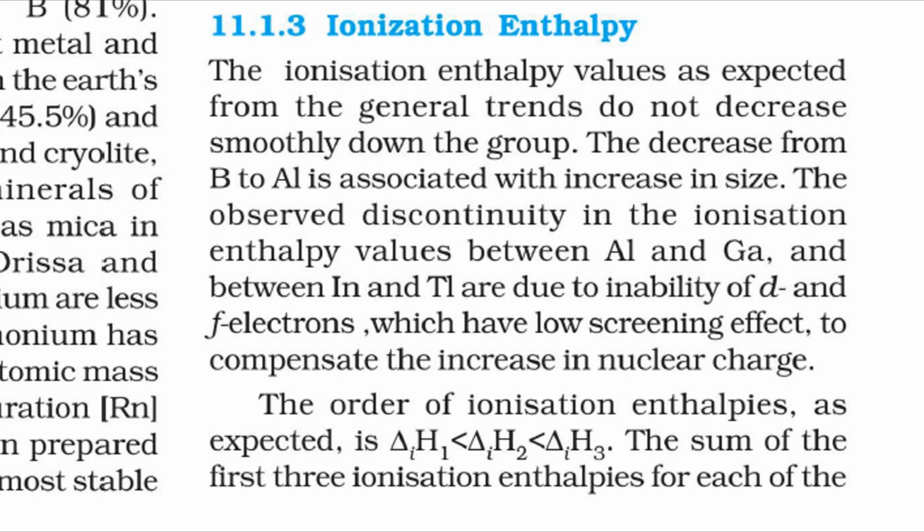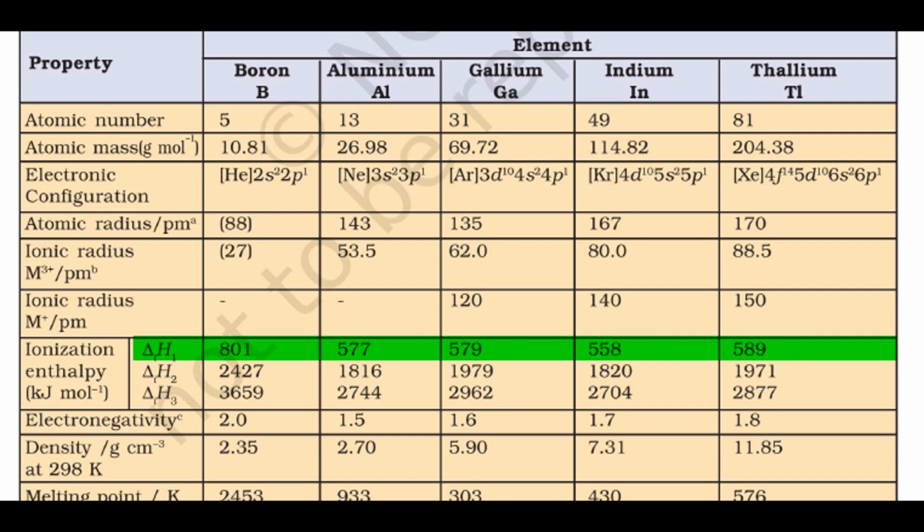So next thing is 11.1.3 ionization enthalpy. In general, ionization enthalpy decreases down the group, but in boron family there is an exception. This is the second exception and the most important one. There is a trick to remember it. So see this table. Boron's first ionization enthalpy is 801, whereas aluminium's first ionization enthalpy is 577, which decreases rapidly. Then gallium's first ionization enthalpy is 579, which again increases. Then indium's ionization enthalpy is 558, which then decreases. Then thallium's ionization enthalpy is 589, which again increases. So the best way to remember is decrease, increase, decrease and increase.